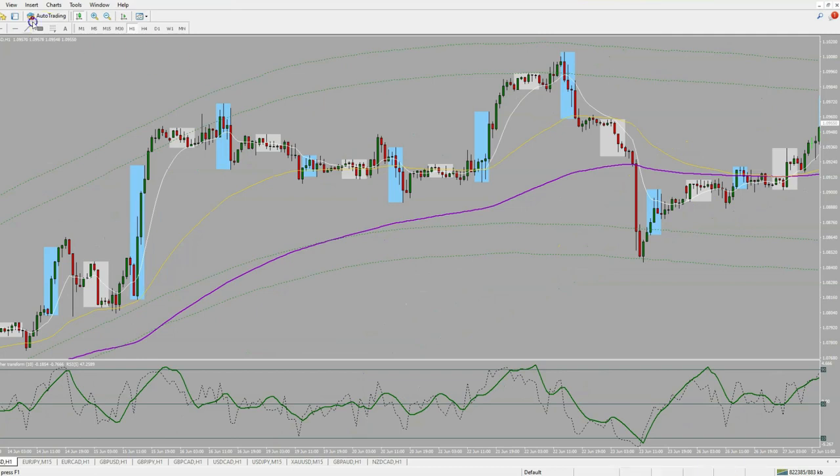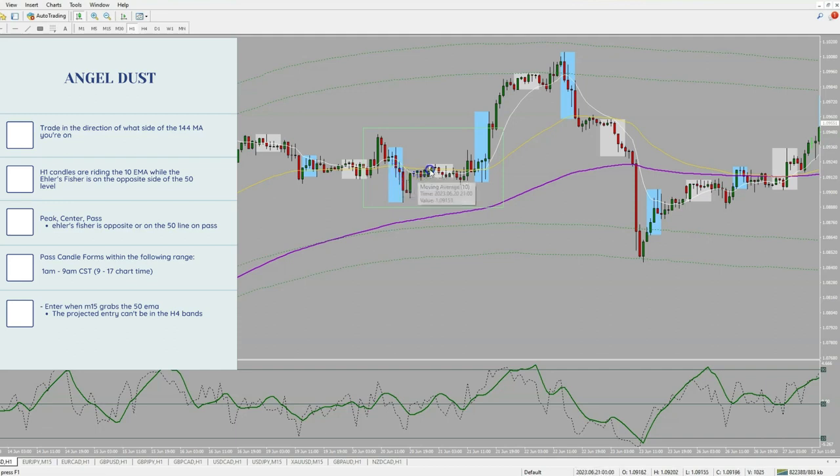All right, we're on the Euro USD again. We're going to look right here in this area. You got price coasting along the 10 EMA. At the same time, our Elish Fisher dipped down below the 50. So we kind of start looking. You got your peak here, comes down, up. This would be our center point at the top of this candle.